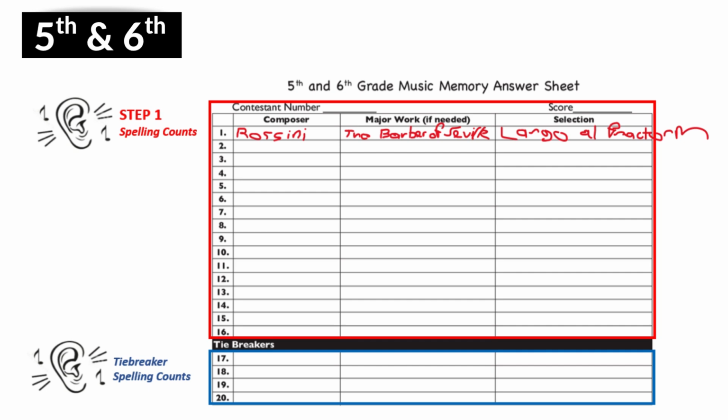After the 16th clip, the test moves directly into the tiebreakers. Step 2 is the tiebreaker section, which includes clips 17 through 20. Just like the main portion, students write the composer, major work, and selection for each clip. There is no pause between the main test and the tiebreakers.